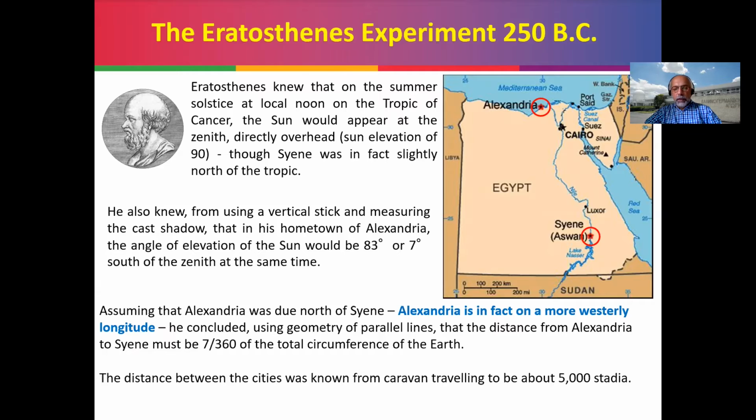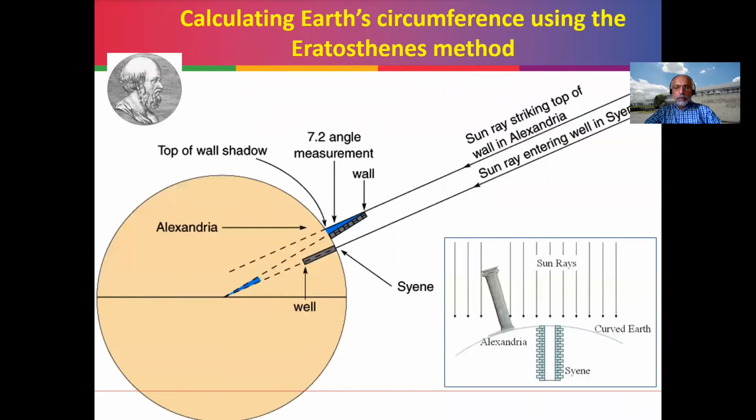So he measured the shadow that was created by the sun rays striking the top of a wall in Alexandria. Knowing that the sun ray was entering the well in Syene, from the shadow cast and the length of the well, he could find this blue angle. This blue angle corresponds to the distance between Alexandria and Syene. He measured that angle and found it to be around 7 degrees.